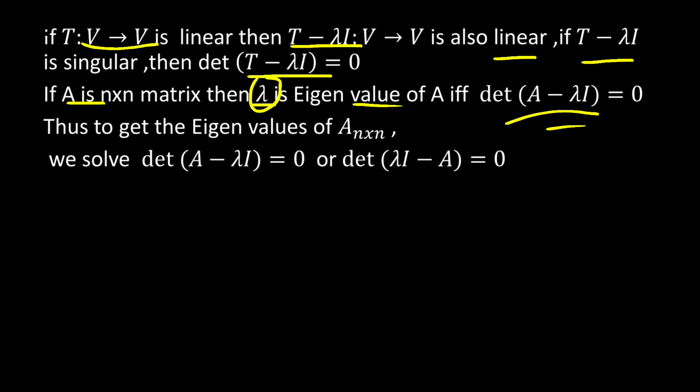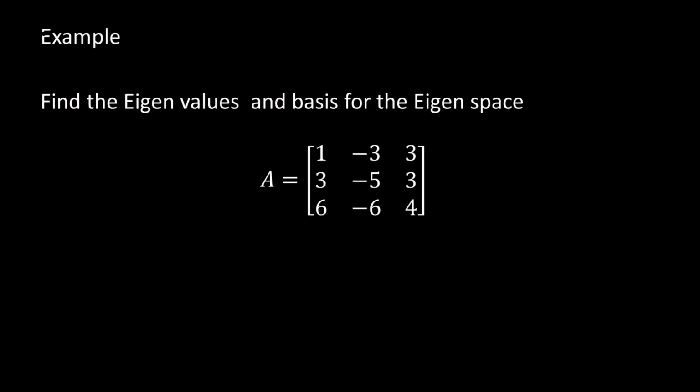Thus, to get the eigenvalues of a matrix, you basically need to solve this relationship. If you solve this relationship, then you are able to get the values of lambda, or the eigenvalues. Having noted that, we can look at some examples. So let's find the eigenvalues and the basis of the eigenspace of this matrix.